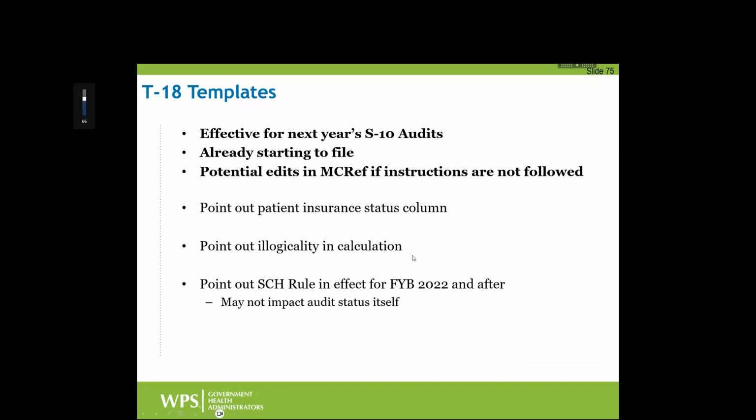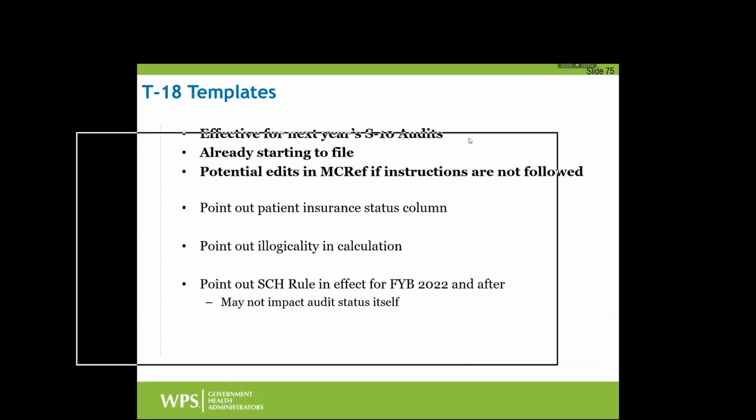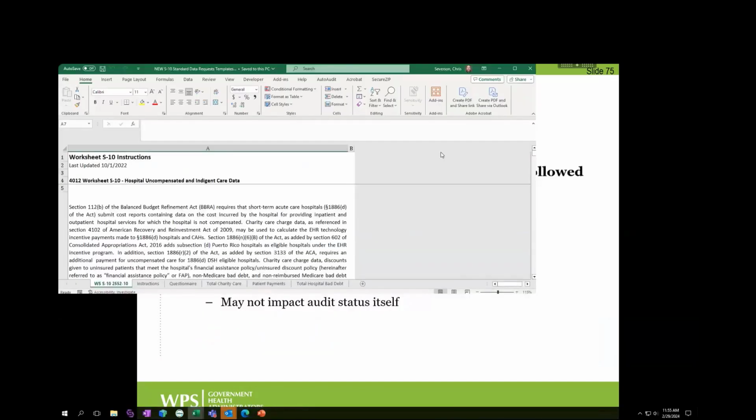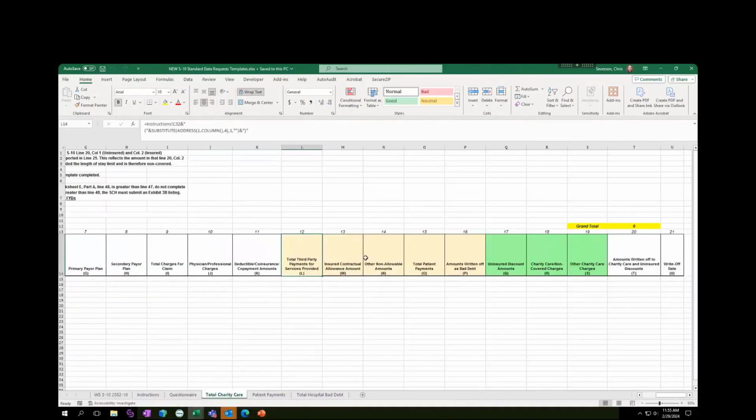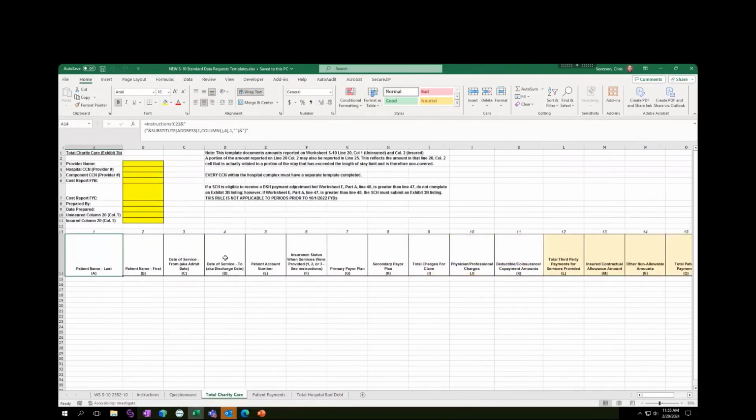Now, what I want to point out here, I'm going to open up those new templates first of all. And there are two illogicalities I want to point out, or certainly one is just an important thing to note, I guess. This patient insurance column. Let's go to the total charity care. This is the new listing. There's a new element over here called the insurance status. Now, a lot of this other stuff's the same. Notice the date of birth, gender, and social security number are gone. This insurance status 1, 2, or 3.